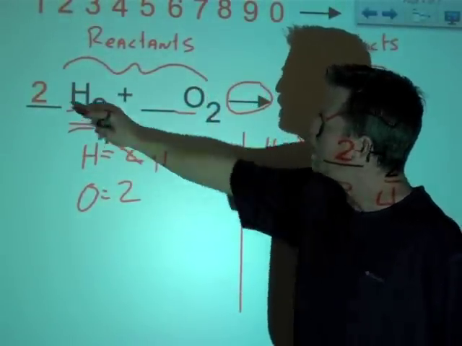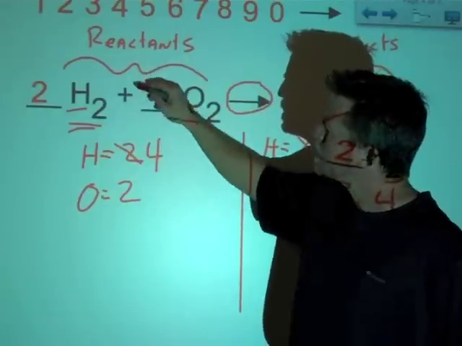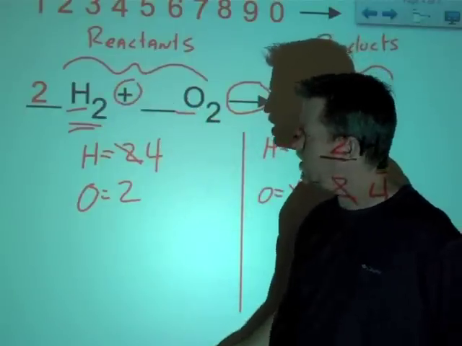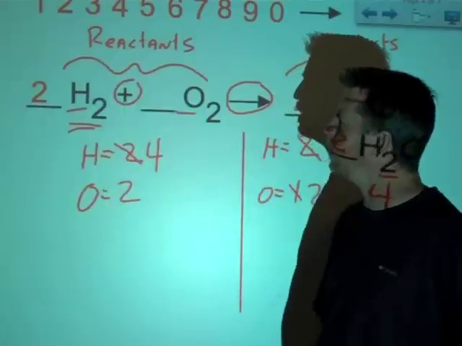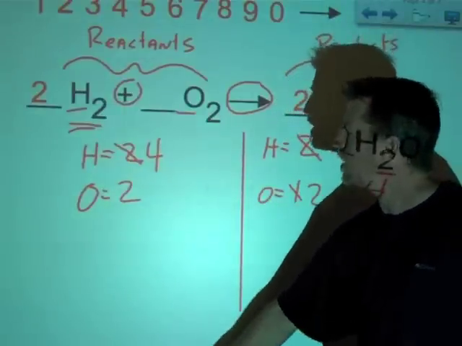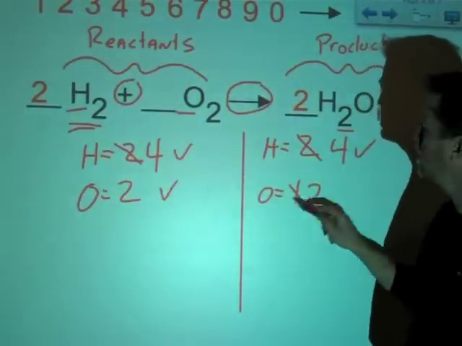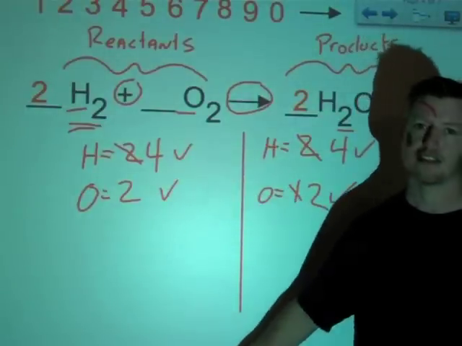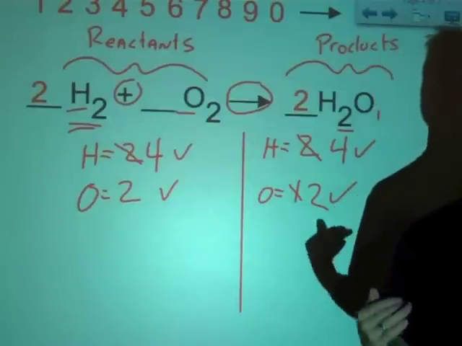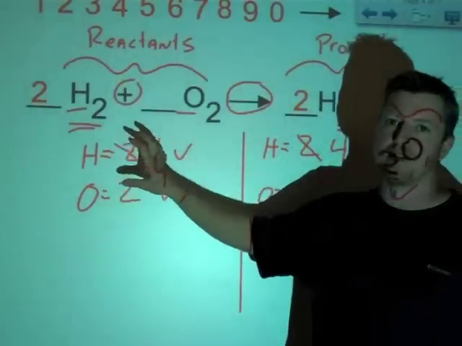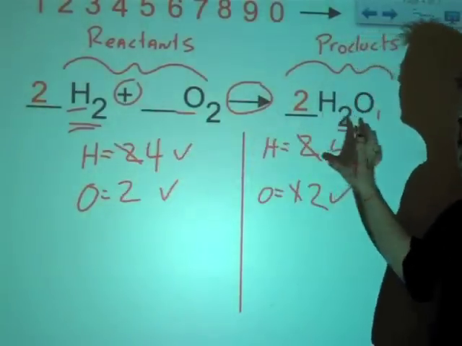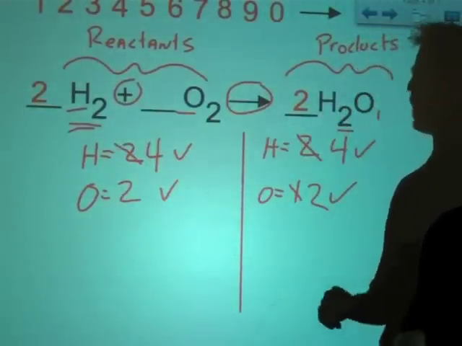Now look across. Remember that 2 didn't affect this oxygen because the plus sign separates them. So it only affects this. Okay? So now look across. I have 4 here, 4 here, 2 here, 2 here. That is the law of conservation of mass. What we start with, what atoms and types we start with over here have to equal their types and their numbers on the right side.